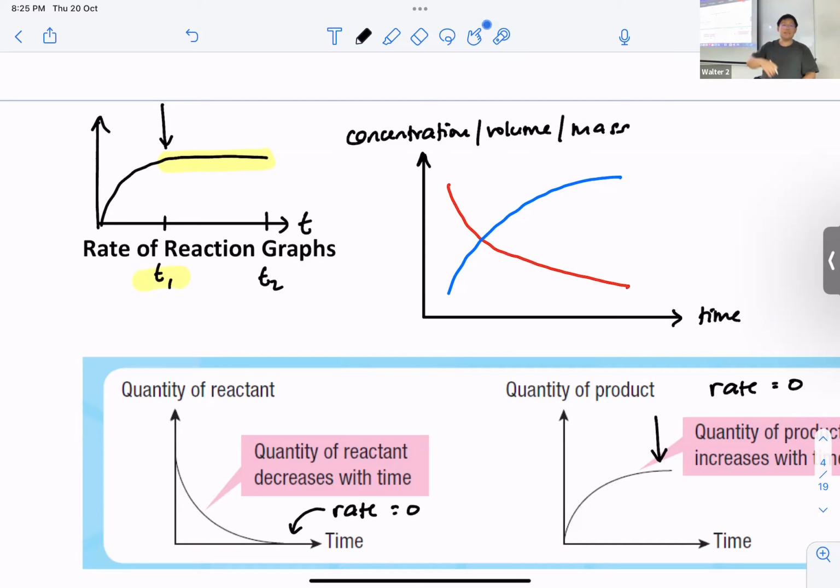For example, if I put zinc into hydrochloric acid, there'll come to a point where there are no bubbles being formed anymore. That's when I know the reaction is complete. But the graph will not show you only up to that point. The graph will show you even beyond that, an extended time. But you cannot include that extended time in your rate of reaction calculation because the reaction is already complete. So we take T1 as the point where it's complete for our calculation. Later I'll show the formula.